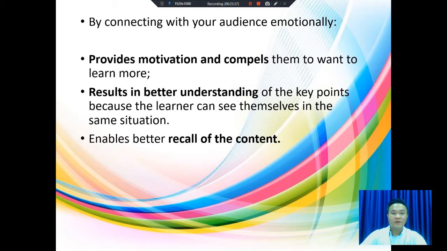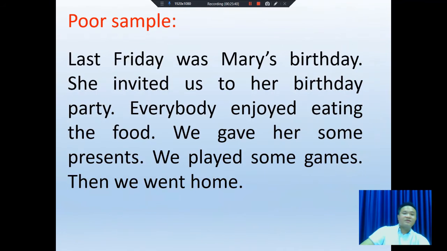Okay, next one, let me give you a sample. Now let's look at this sample. Last Friday was Mary's birthday. She invited us to her birthday party. Everybody enjoyed eating the food. We gave her some presents, we played some games, then we went home. This is a very poor sample of a narrative essay. It's very monotonous, it's very dull, no feelings. And when you read this essay, what do you feel like? You feel like a robot. It's very rigid.